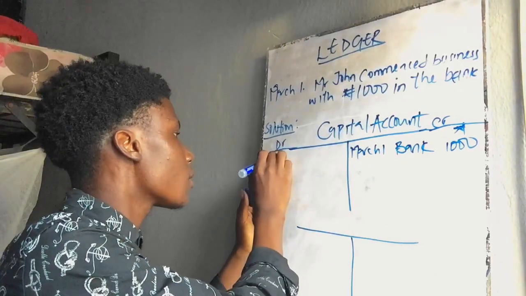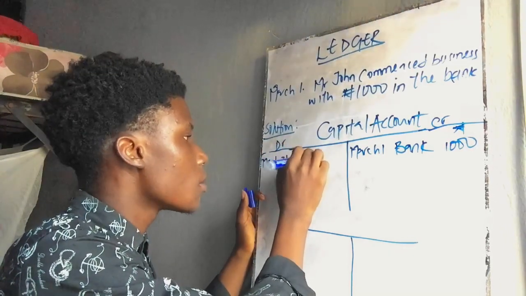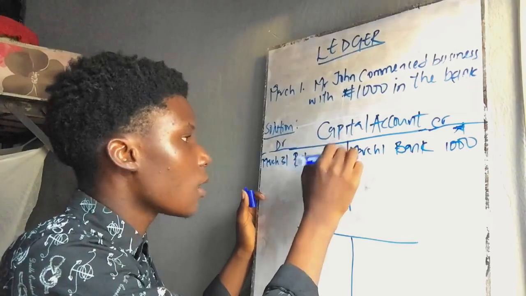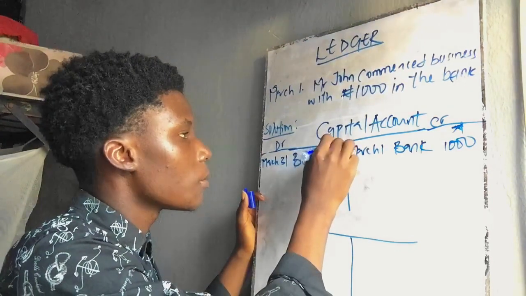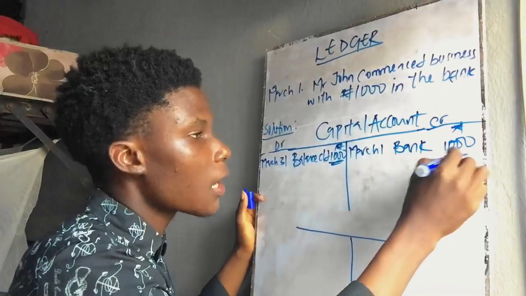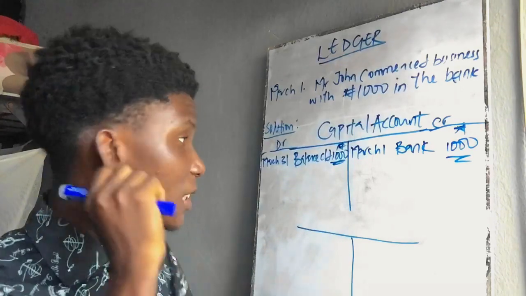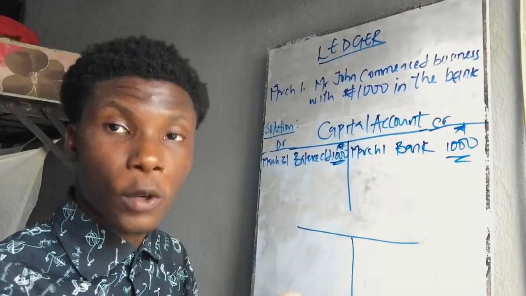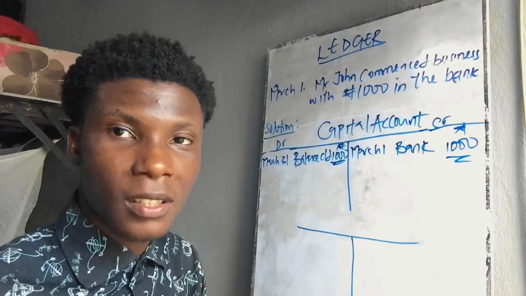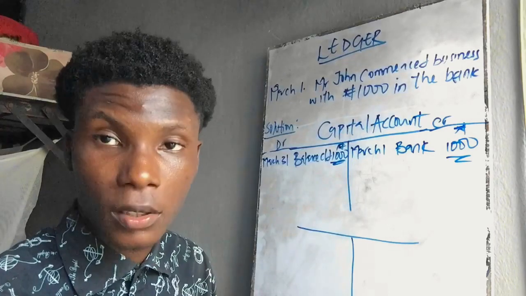March 31st, balance carried down, 1,000 naira, and we are done with that. What this means is that as at the end of this month, what is in our capital is 1,000 naira.